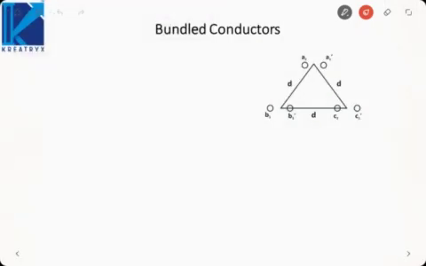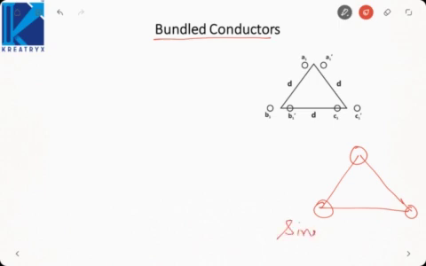As the name suggests, bundled conductor means a bundle of conductors, that is, more than one conductor per phase. Usually three-phase conductors are located at the three corners of a triangle. That is called a single conductor system. Why single conductor? Because there is one conductor per phase. Now if you replace each conductor by a group of two conductors, like A phase has two conductors, A1 and A1 dash, B has two, B1 and B1 dash, C has two, C1 and C1 dash, then it is called a bundled conductor.